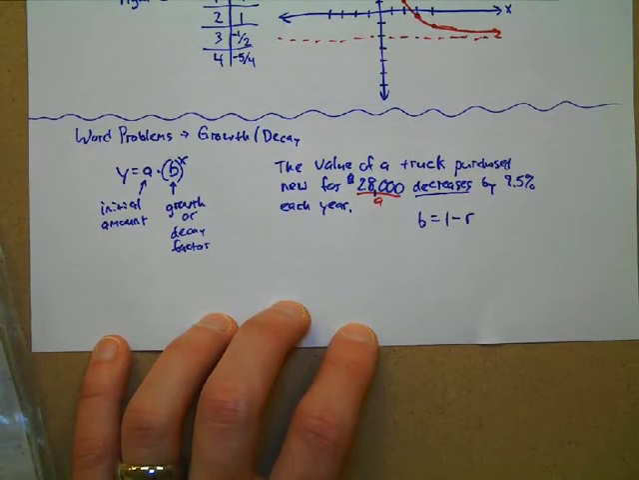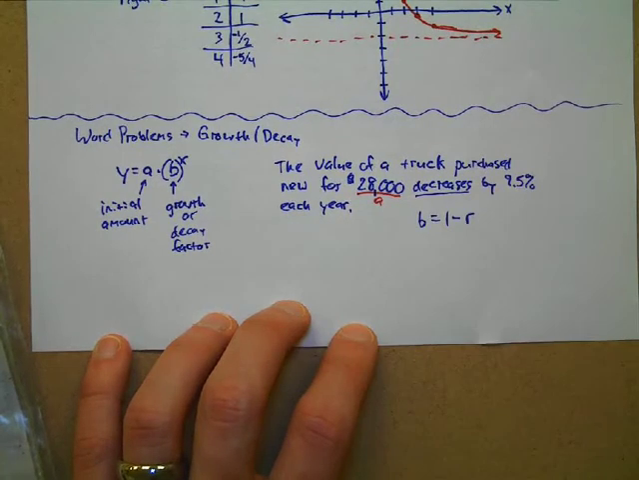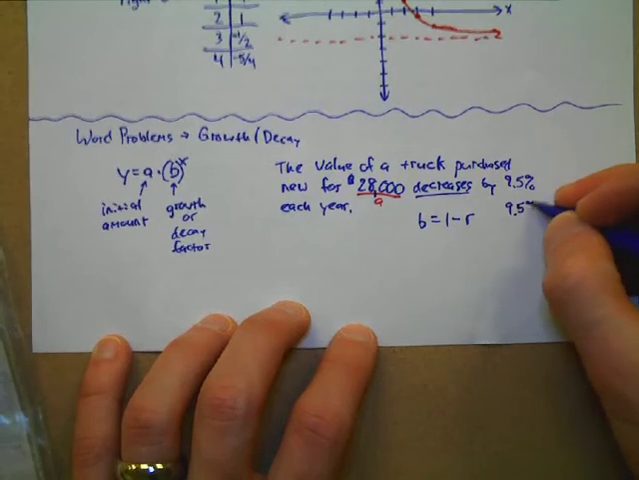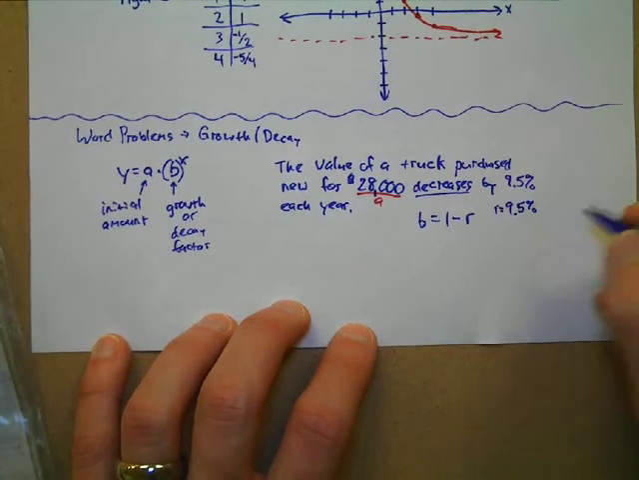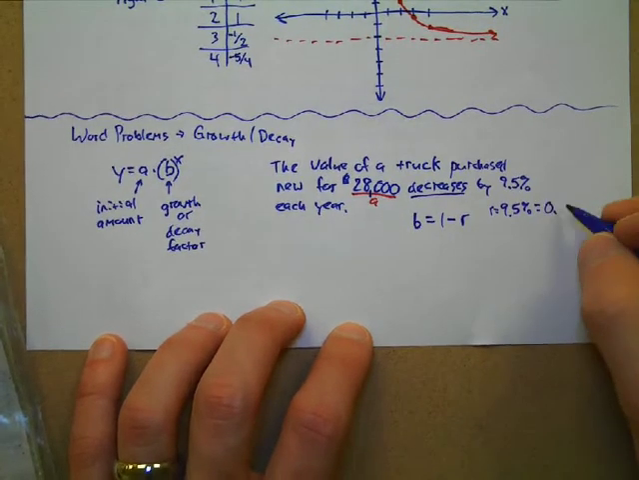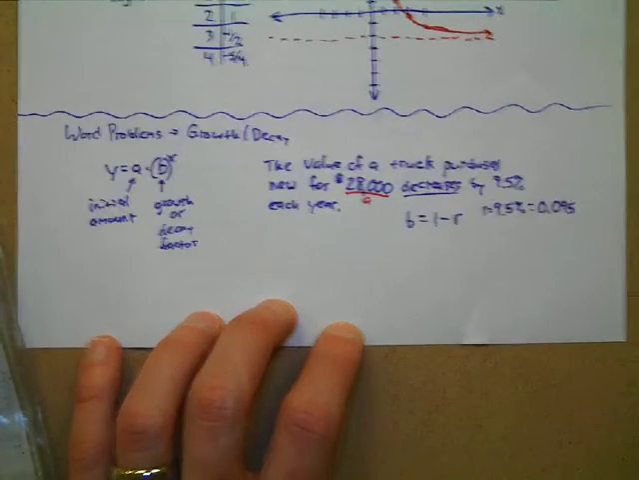What is our R in this scenario? What's our decay rate? 9.5%. So R is equal to 9.5%, which is equal to what decimal? Careful, 0.95 would be what percent? That'd be 95%. What is 9.5%? 0.095. Okay, let me zoom in over here. Maybe this will be more helpful right now.